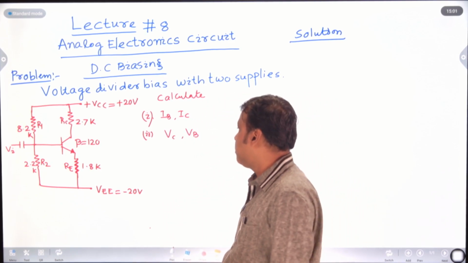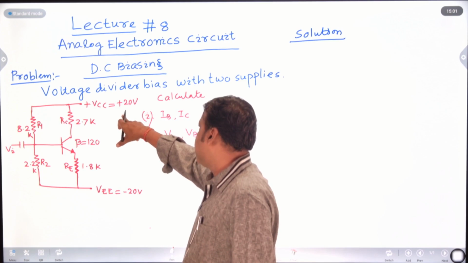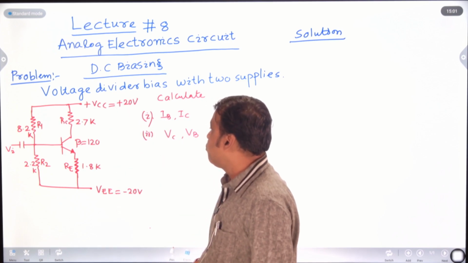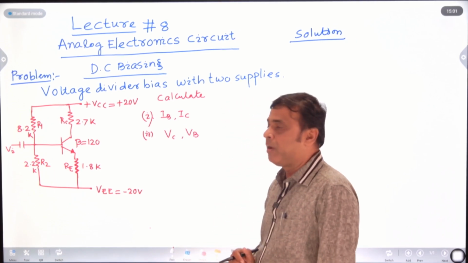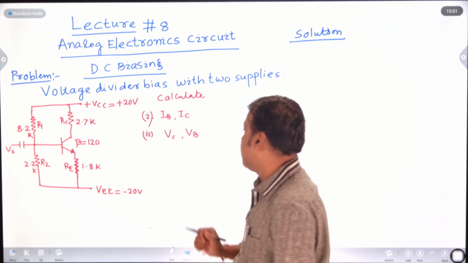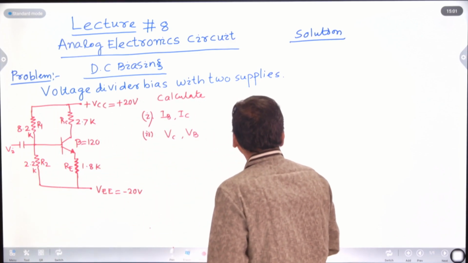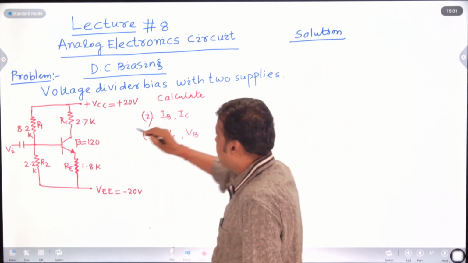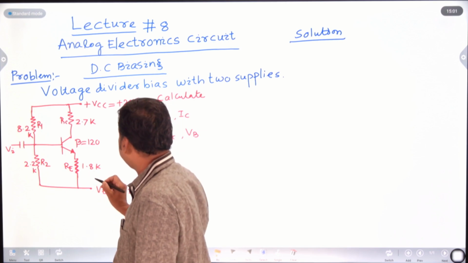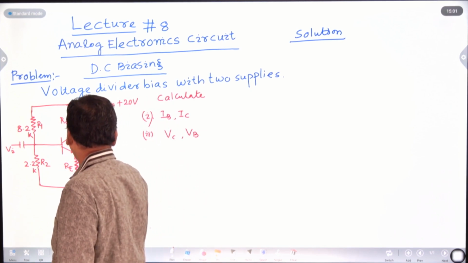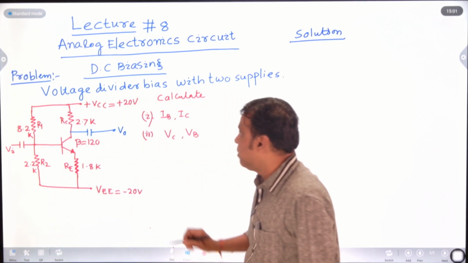In exact analysis, if two supply voltages, VCC and VE, are given, how will you solve this type of problem? First of all, we have to convert it into a Thevenin's equivalent circuit at the base terminal. So this is your R1 and this is your R2. R1 is 8.2 kilo ohm, R2 is 2.2 kilo ohm. In case of DC, the capacitor can be open circuited.